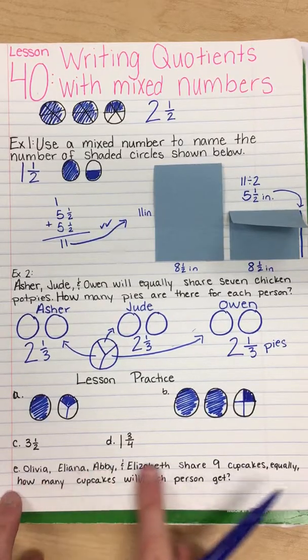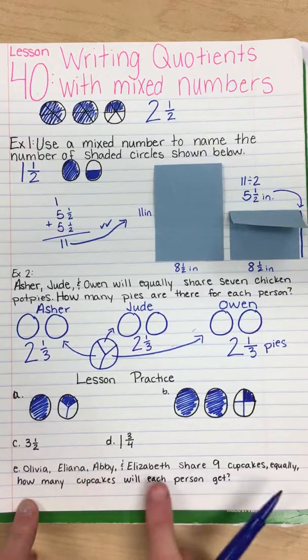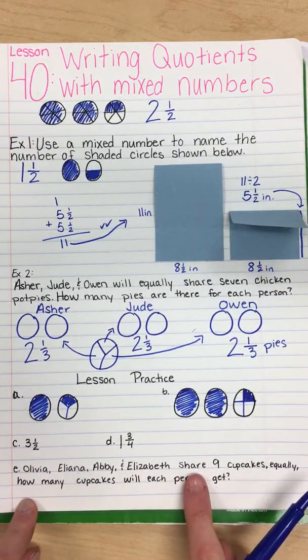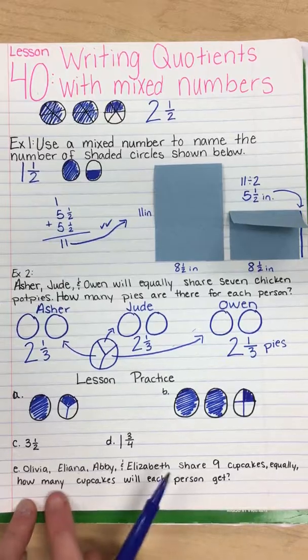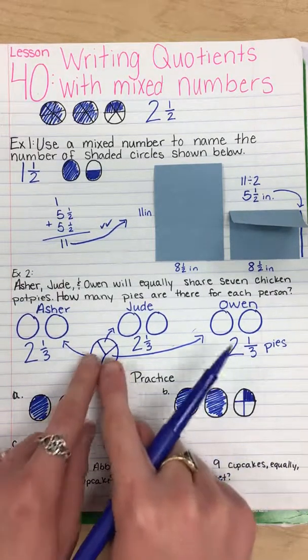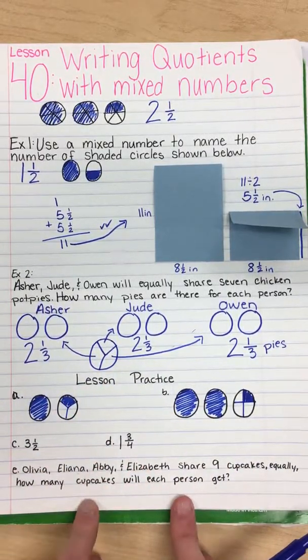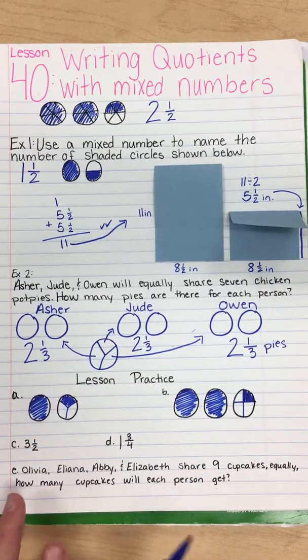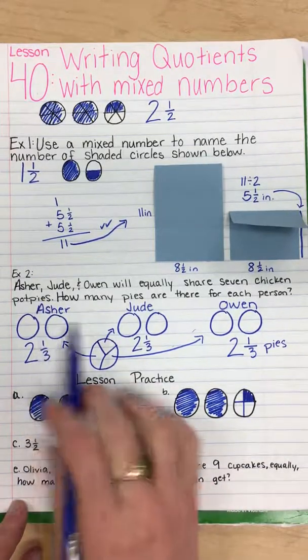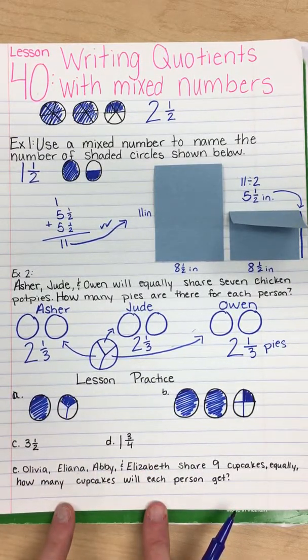And in E, this problem is similar to example 2. So Olivia, Eliana, Abby, and Elizabeth, this time they're sharing 9 cupcakes equally. How many cupcakes will each person get? Please draw the picture to represent that, and then let me know. So if you have leftover, which I don't know if you will, but if you do, then you're going to need to divide it equally, okay? So how many will you equally divide it into? Here I had 3 people sharing it. Here I've got 4 people sharing it. Please draw the picture and show me that.